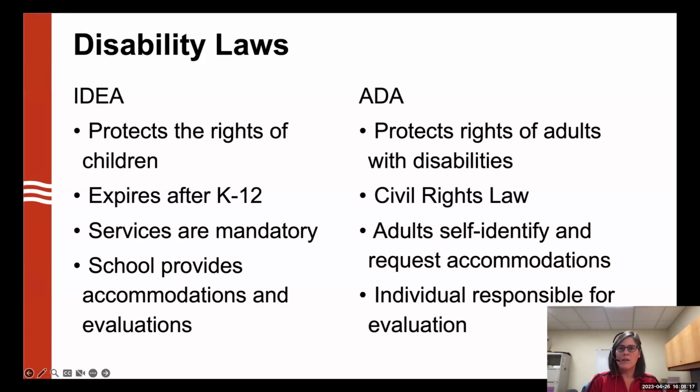These are mandated by law. So you have to provide services in K-12. They're mandatory. And schools are also mandated to provide all accommodations and evaluations. So they evaluate students as well.